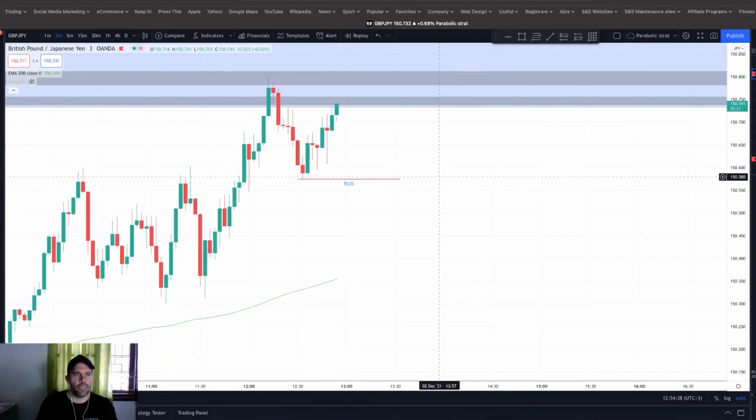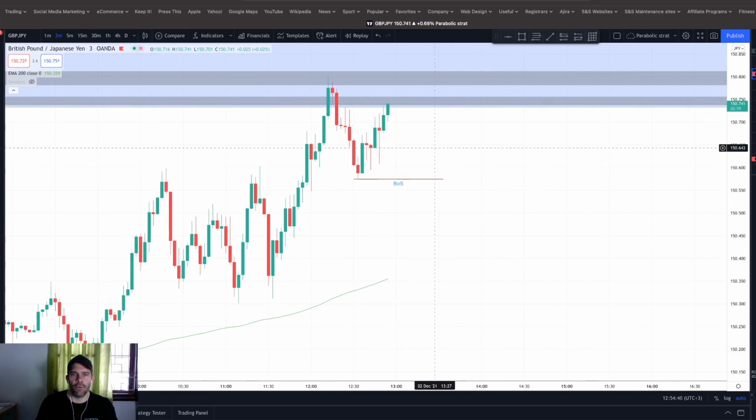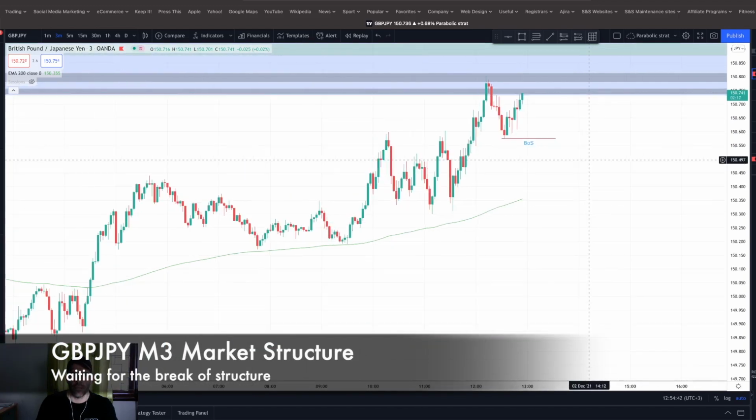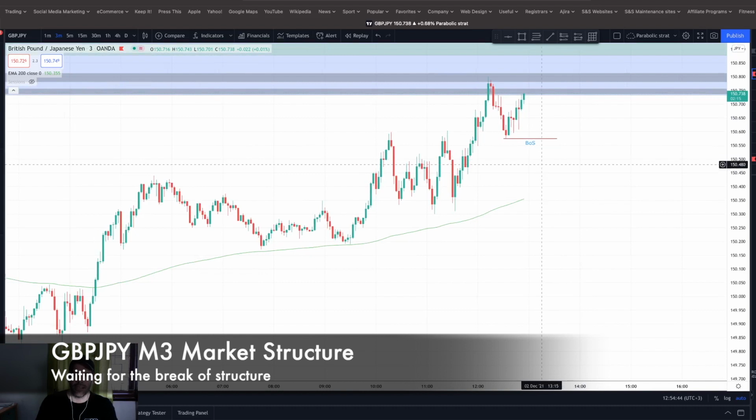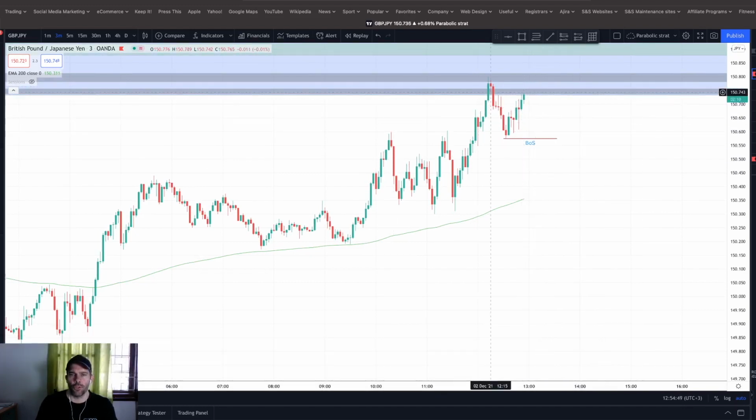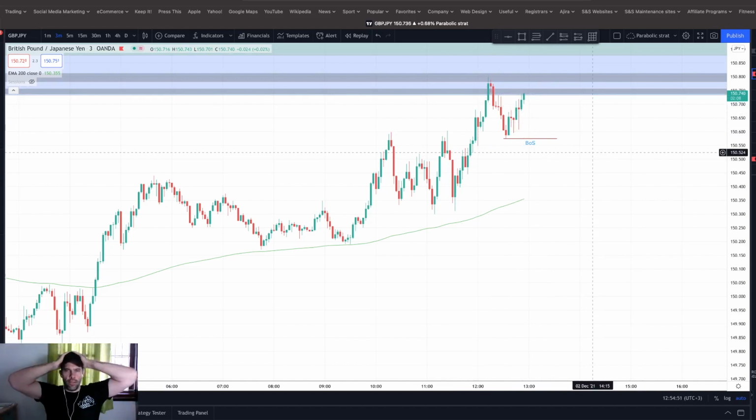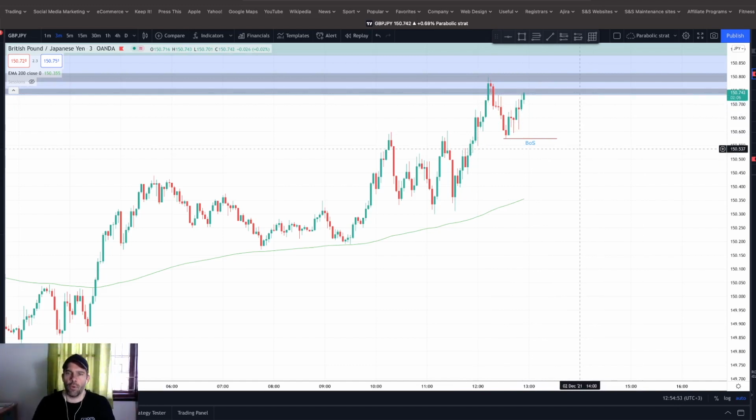Look at that OB. So I'm going to stay on the 3 minute, and I'm going to wait for a break of structure on the 3 minute. A big enough break of structure. And like I said, I like to see a big push down, a strong push down that is going to break my structure, right? So I'm going to wait for this to come back.